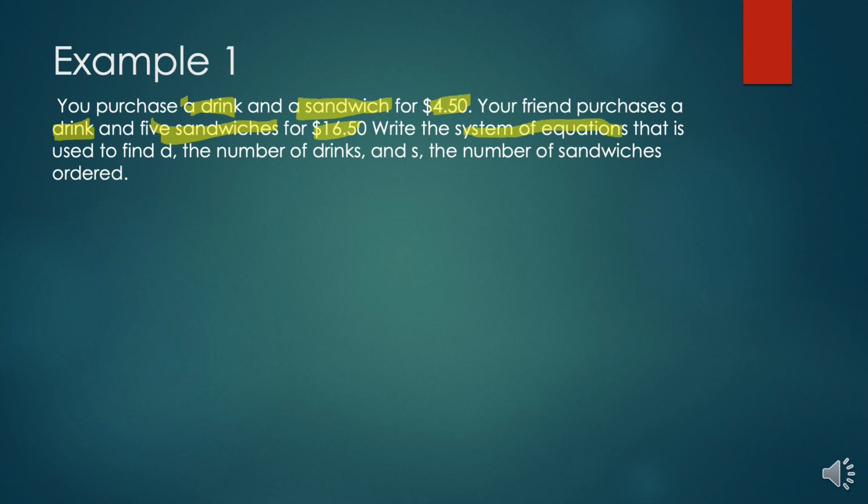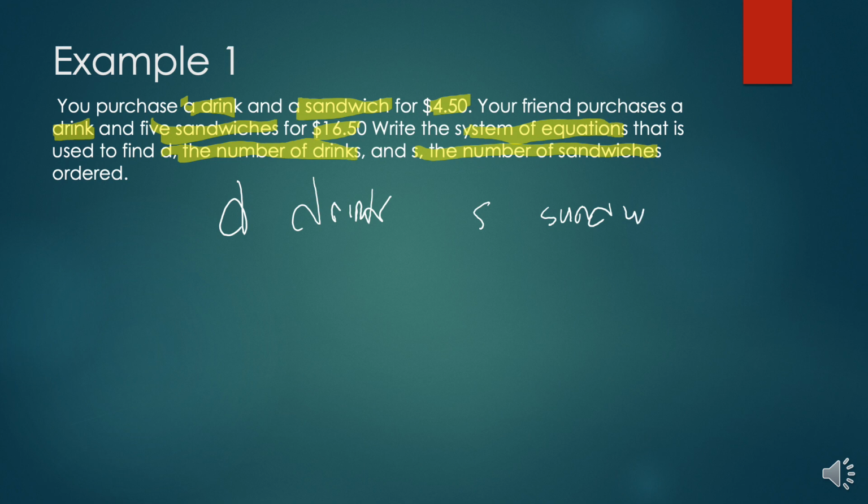Write the system of equations that is used to find D, the number of drinks, and S, the number of sandwiches. So first you want to identify your variables. We know the variables are going to be D for drinks, S for sandwiches. So always read the problem for the variables.